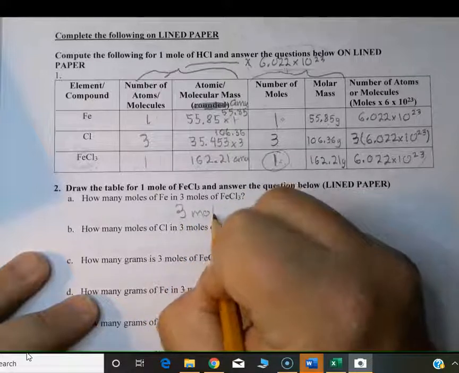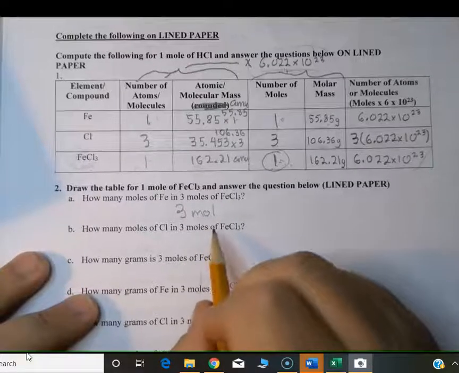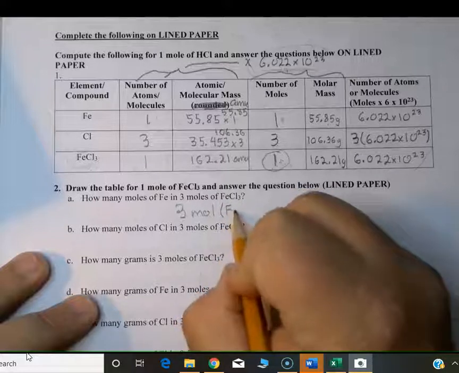And get used to writing it. Okay, I'm using the way that mole is written in chemical equations without the E on the end, and then the compound. It's always unit of measure and compound.